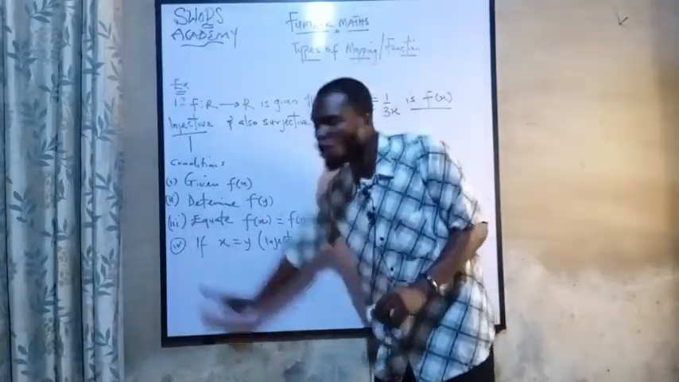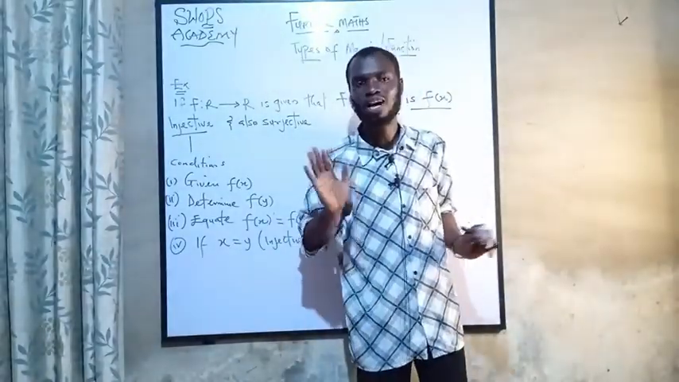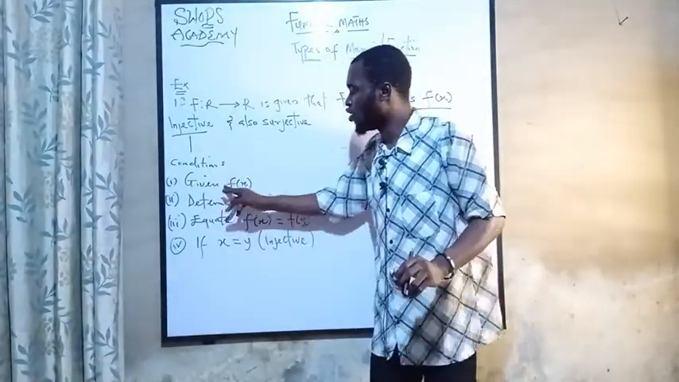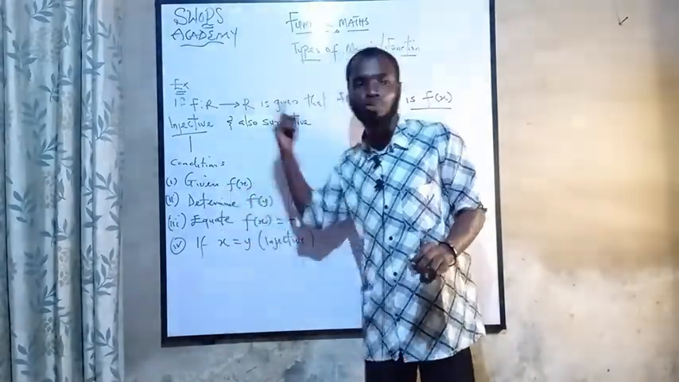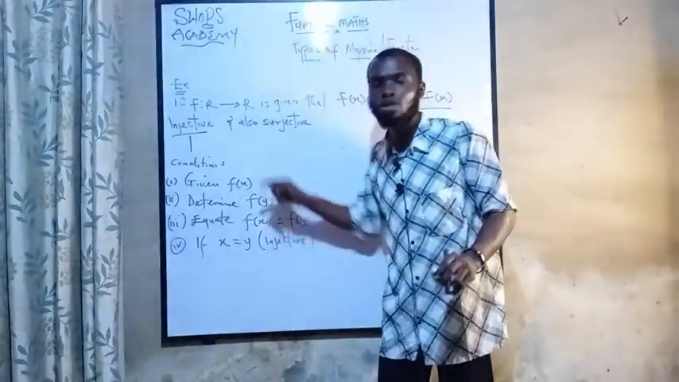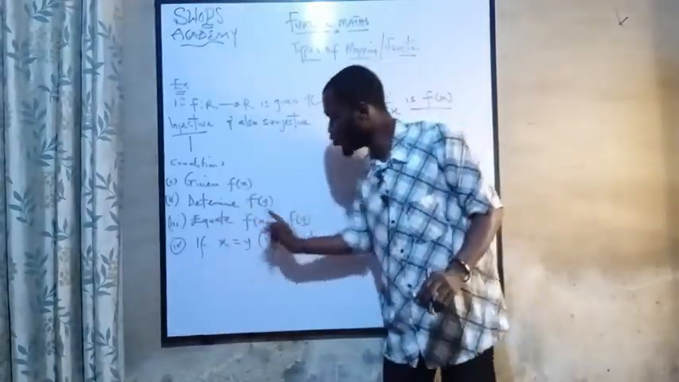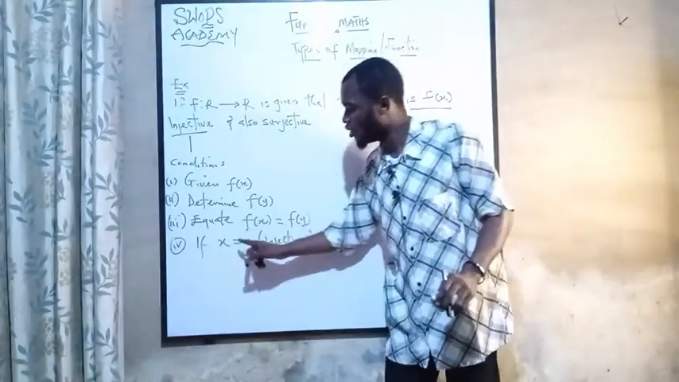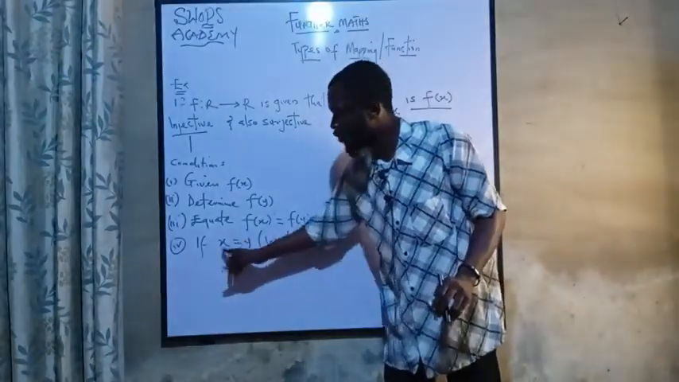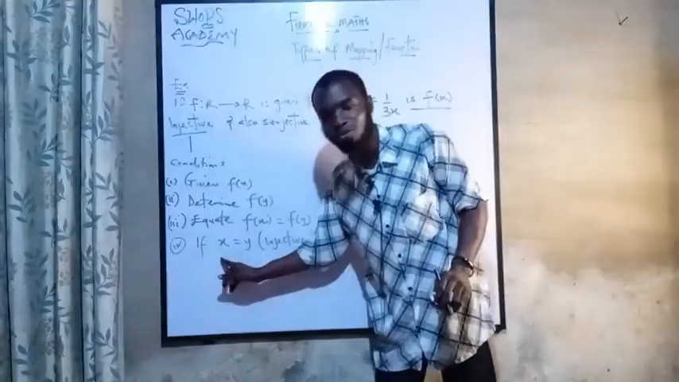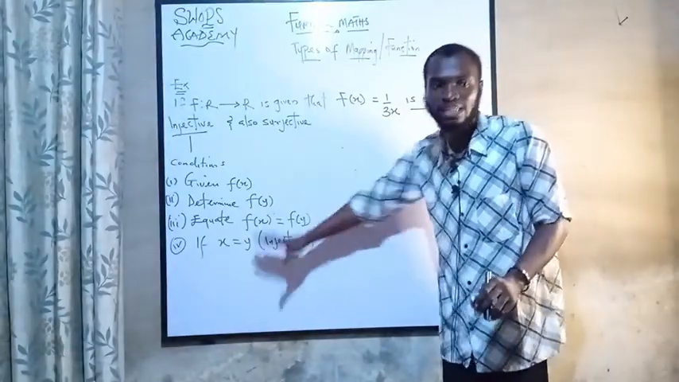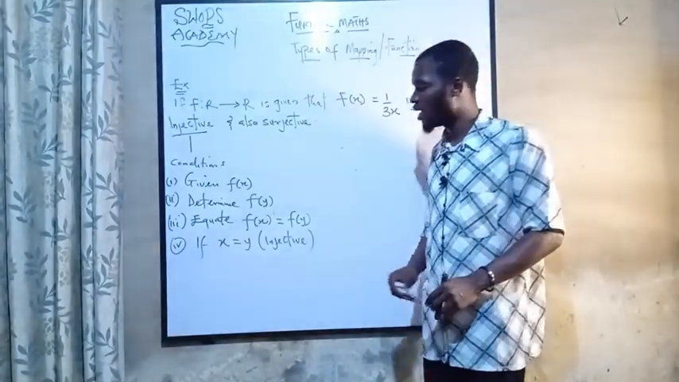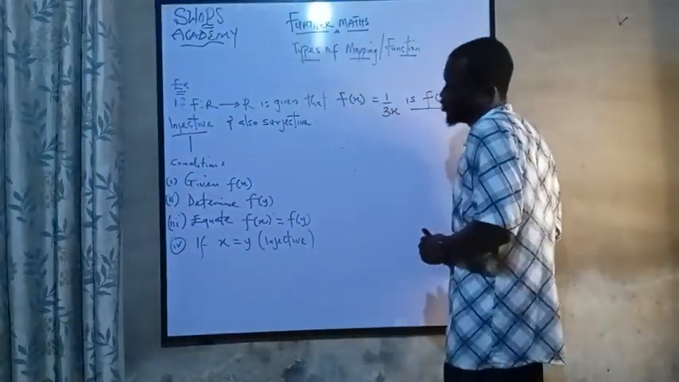Now, these are the 4 conditions you need to know as far as you are not given a diagram. Your f of x must be known. You must determine your f of y. You must equate f of x and f of y, and solve it, getting x and y. If x equals y or y equals x, then that question is what? Injective. Are we together? Now let's try and solve that first.